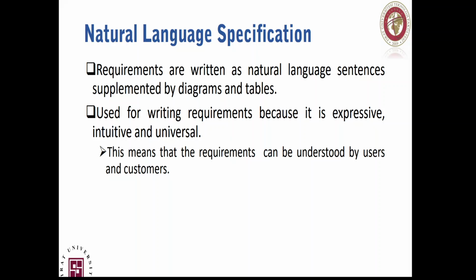All right, so as I said, it is expressive, intuitive, and universal, and it should be written in a way that non-technical people, that means users or customers, can understand. So the way that we provide our descriptive sentences can be easily understood by non-technical people. I can understand that this point particularly is not easy to be understood by software engineers. Why?